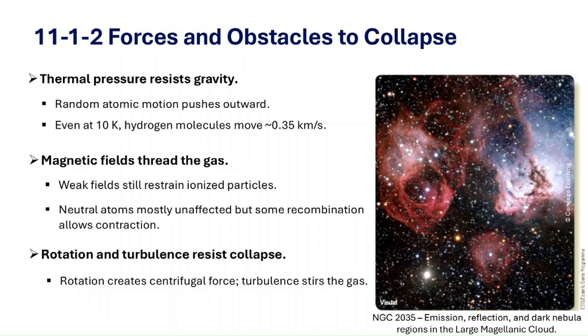Now as a cloud contracts, it spins faster. Just like an ice skater pulling in their arms, they spin faster, right? And this spin creates outward forces opposing gravity. And strong currents and chaotic motions twist the gas, making it harder for gravity to pull the cloud into a single dense core. So if gravity is stronger than all these forces, what happens? Then collapse begins, and dense cores form, starting the process of star formation.